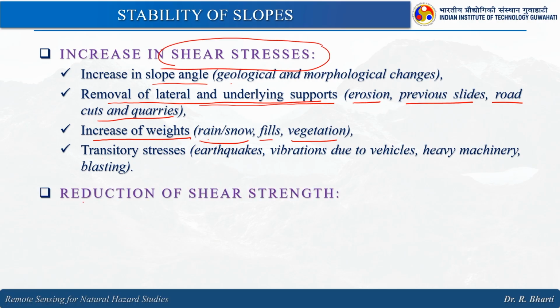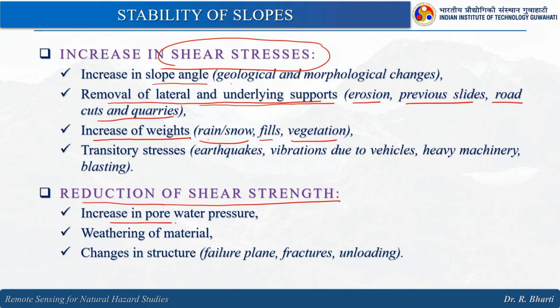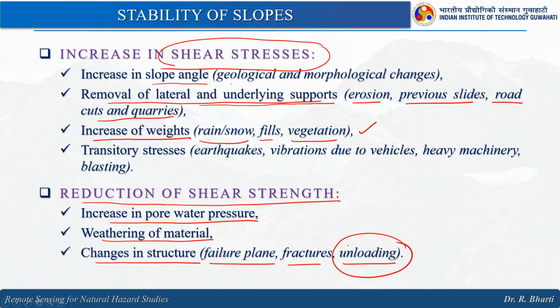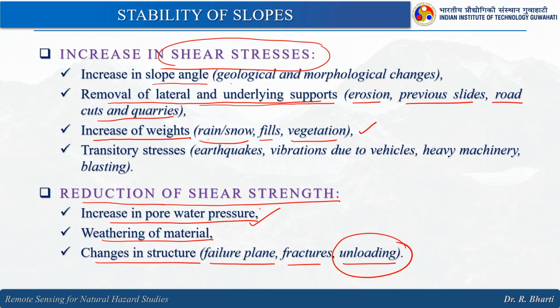Now, the next that comes is reduction of shear strength: increase in pore water pressure, weathering of material, change in structure because of the failure plane, fracture or unloading. So, here the loading was also a reason, here unloading is also a reason, right. Because of the change in the natural equilibrium, the slope can also fail, and the first one is the increase in pore water pressure.